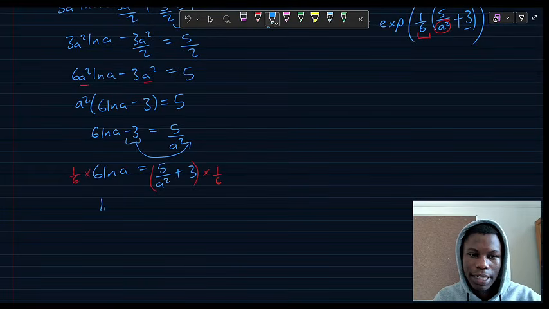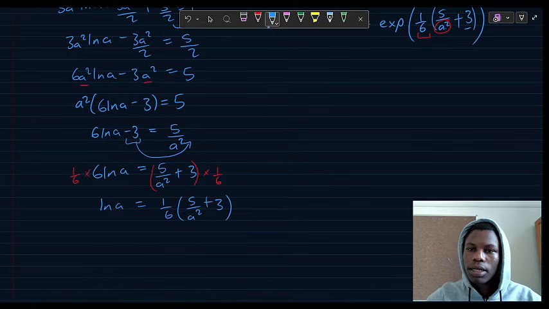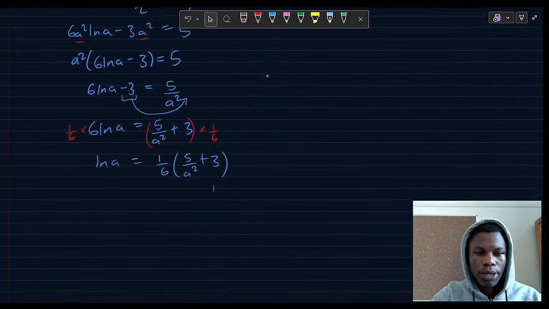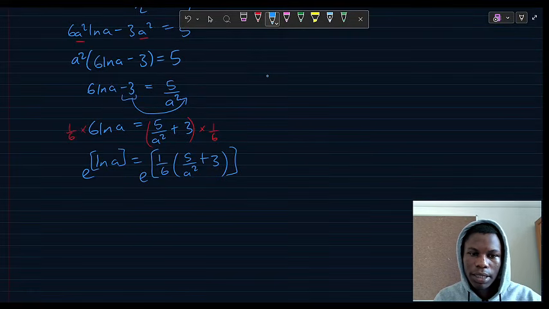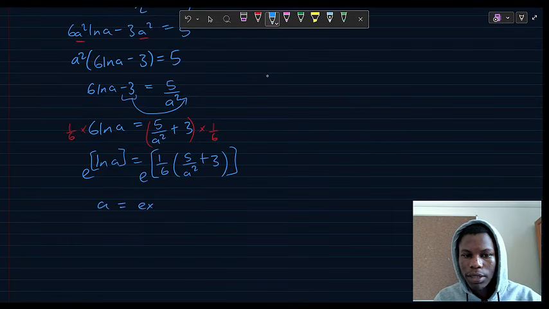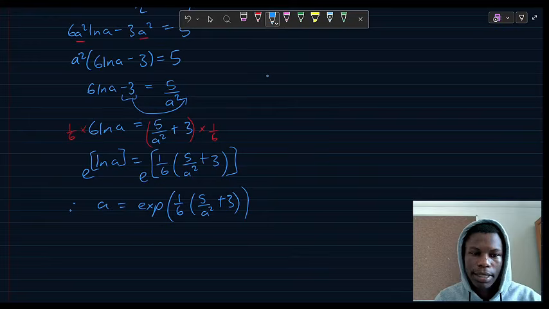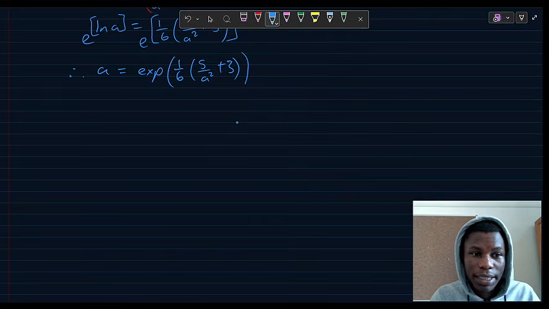So now I have that ln a is equal to 1 over 6 (5 over a squared plus 3). And now I can just apply the exponential function on both sides, and we have arrived. So if you apply e to this, and you apply e to this, you get that a is equal to the exponential of 1 over 6 times (5 over a squared plus 3), and that is our final answer. This paper is long and tedious.